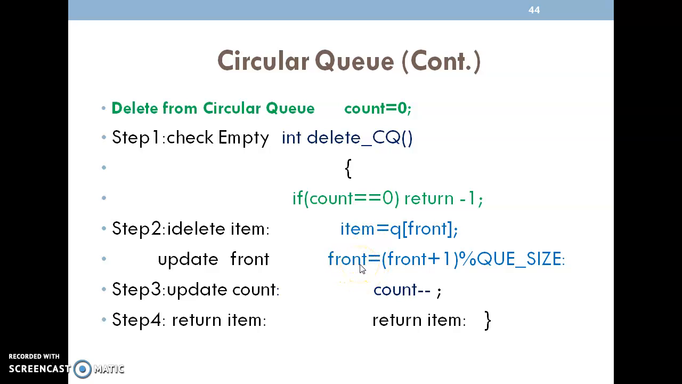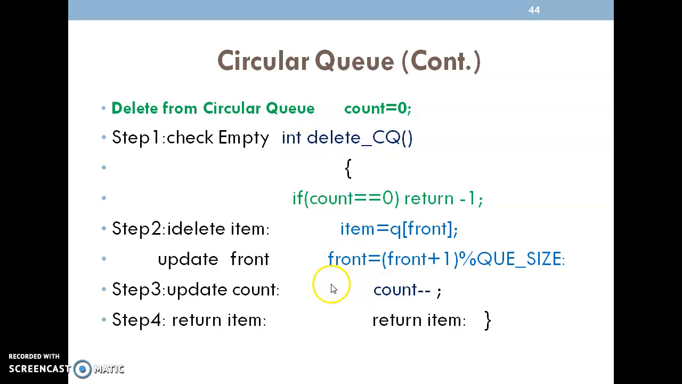In the ordinary queue we make use of front equal to front plus 1, but here we make use of the mod operation. Then update the count after deleting one element from the queue. Earlier if 5 elements were there, now it becomes 4, so you have to decrement the value. Then return the element that is deleted, return the item. For that sake I have taken the return type as integer because it returns a value.